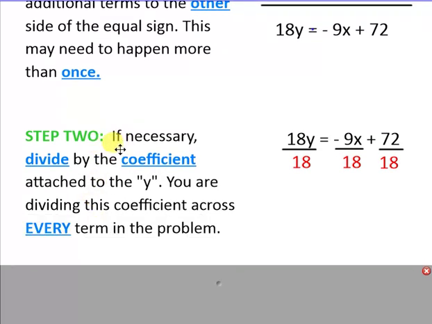Step two is only if necessary. So if necessary, remember, we are still trying to get that y by itself. Divide the coefficient attached to the y. You're dividing this coefficient across every term in the problem. So this 18, I need to get rid of it because I need y by itself, because it's y equals mx plus b. I need the y by itself. So I'm going to divide by whatever's attached to the y. In this case, it's 18. So I'm going to divide by 18 on this term, and on this term. I'm going to divide across every single term, okay?